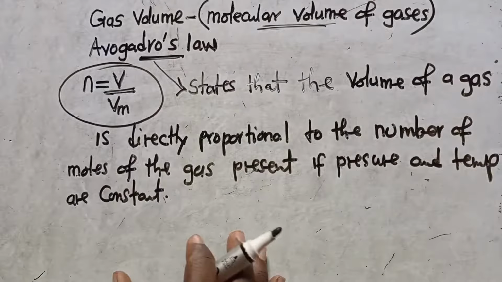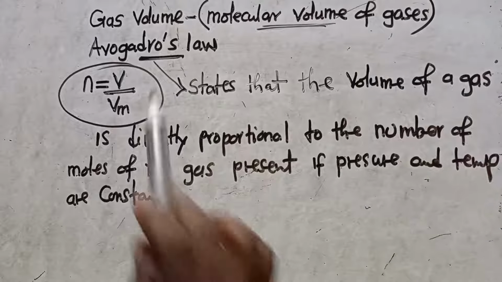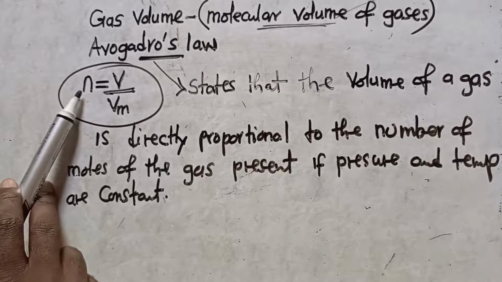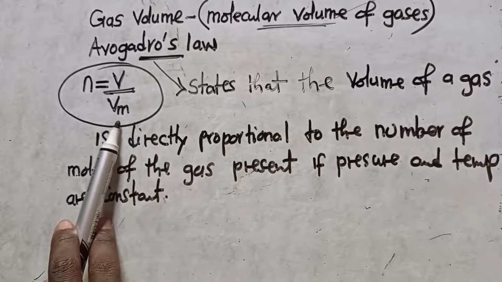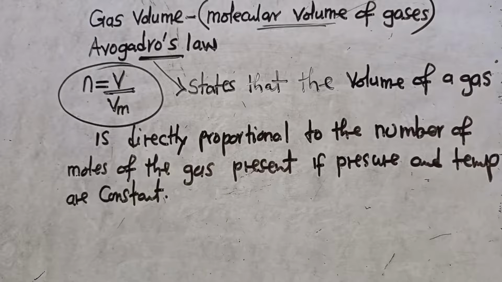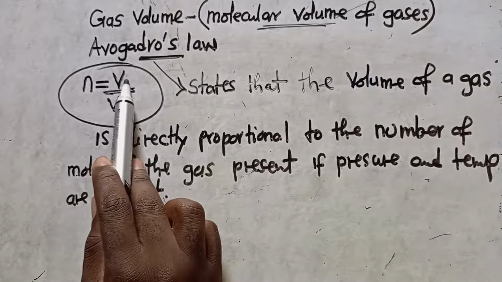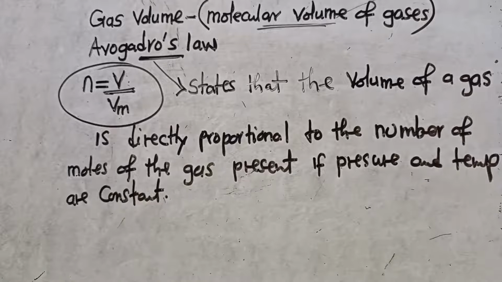You can put this in your own ways. You can tell me that Avogadro's law states that the number of moles of a gas present is inversely proportional to the molar volume. It is just one and the same. I'm interpreting this based on the mathematical knowledge that I have. You know that number of moles is directly proportional to volume, but inversely proportional to the molar volume. This is what we are actually talking about.